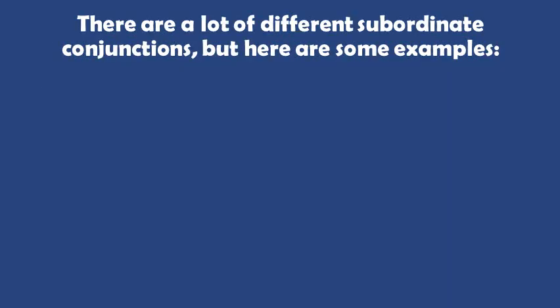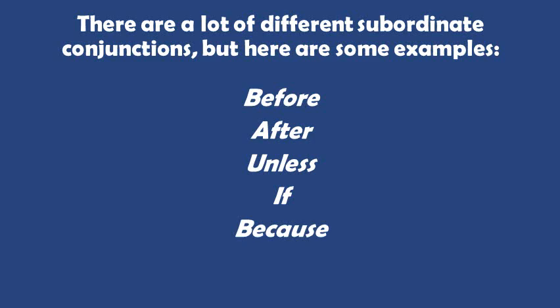There are a lot of different subordinate conjunctions, but here are some examples. Words like before, after, unless, if, because, or in order to. These are all examples of subordinate conjunctions. Now notice that sometimes it can be just one word and sometimes it can be a group of words. Let's look at some examples to see if you can find the subordinate conjunctions and see what they're doing in the sentences.